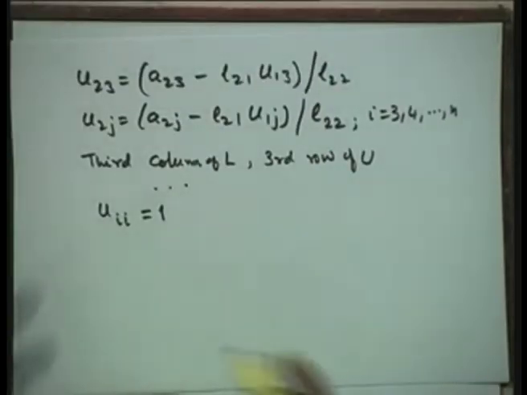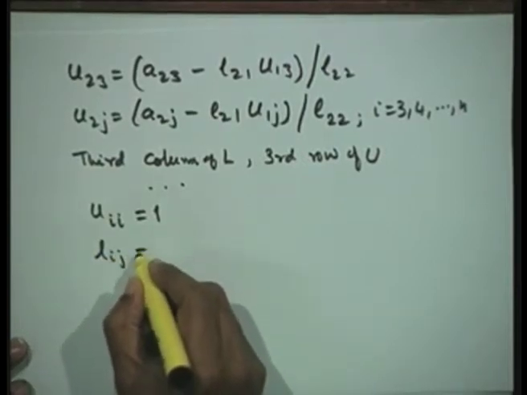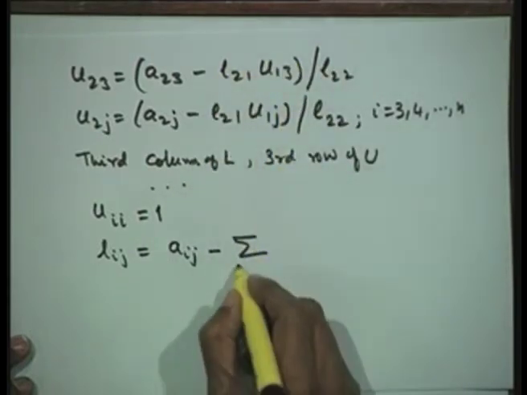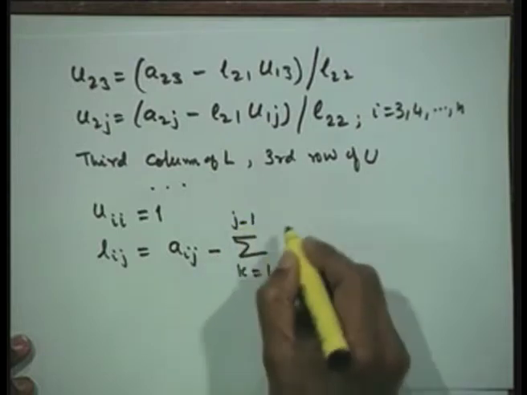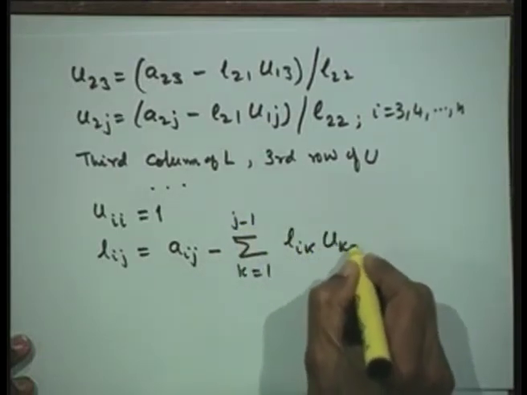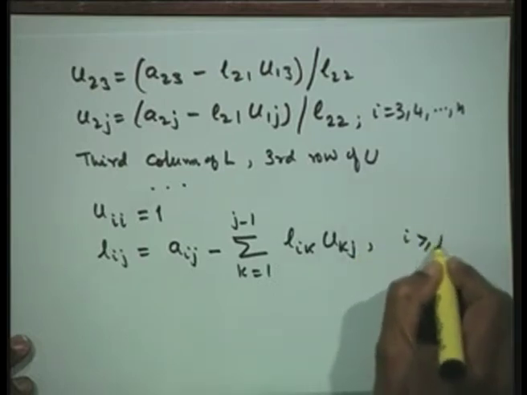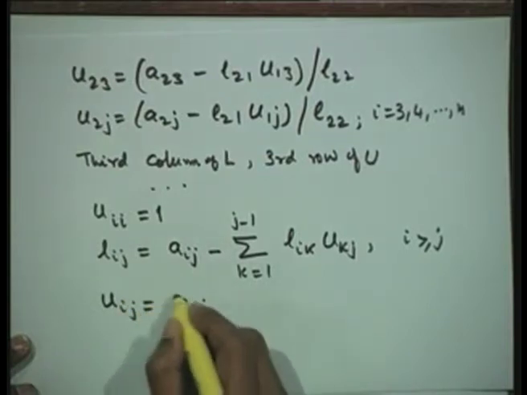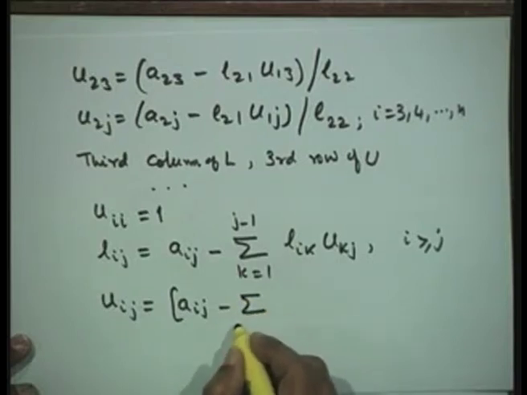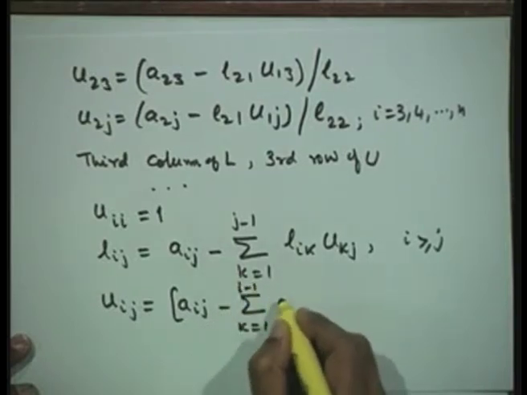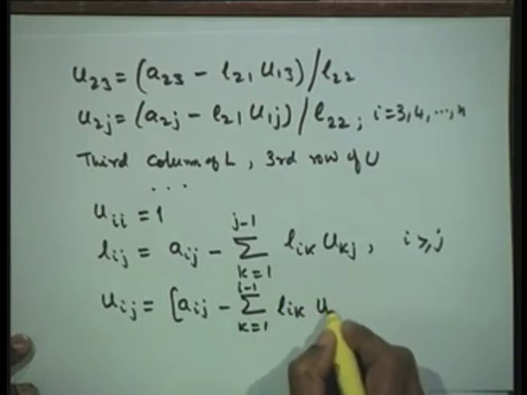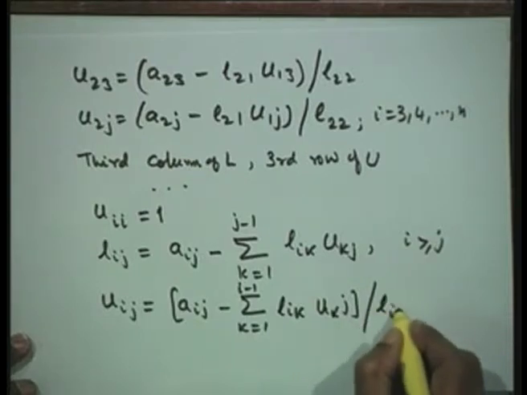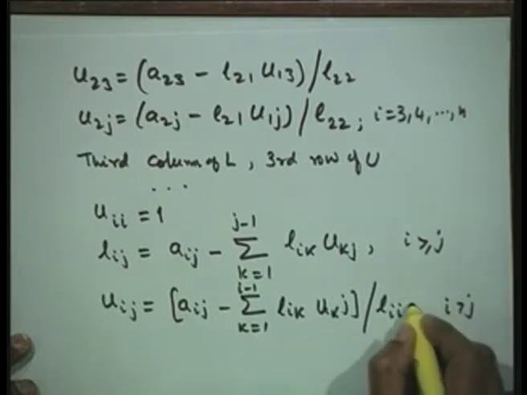then I can have Lij is Aij minus summation, which I will now put in summation notation, k is equal to 1 to j minus 1, Lik Ukj, for all i greater than or equal to j, and these elements Uij is Aij minus summation of k is equal to 1 to i minus 1 Lik Ukj, divided by the leading diagonal element, that is Lii, for all i less than j.